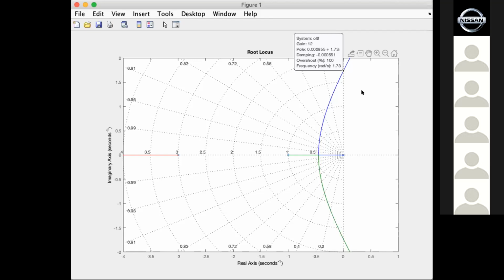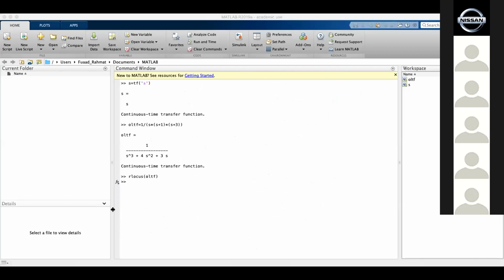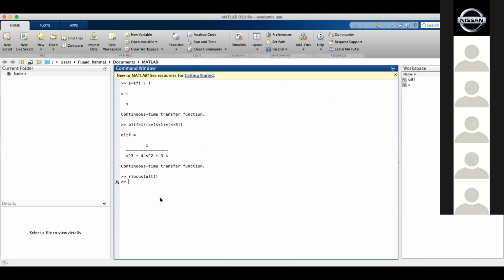Yes, Doctor. What is the value of omega critical or critical frequency? 1.73 radian per second. Okay, so we close this one, and then we go to the MATLAB again to see the closed loop transfer functions.